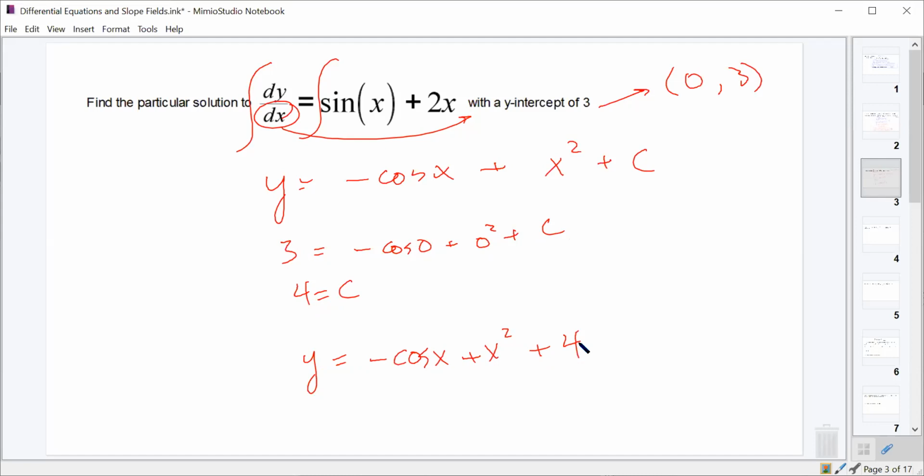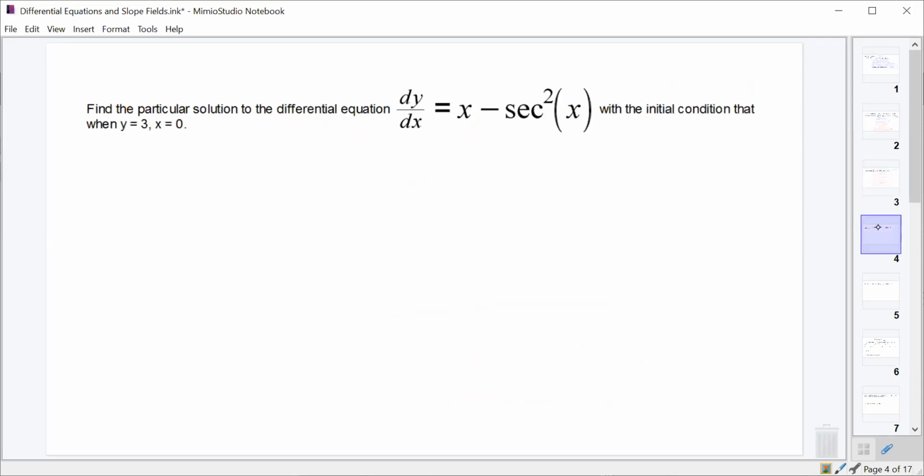Good or no? Good. Great. That's it. That's all there is to do with that one. Any issues there? Let's do another one. Let's do this one together.